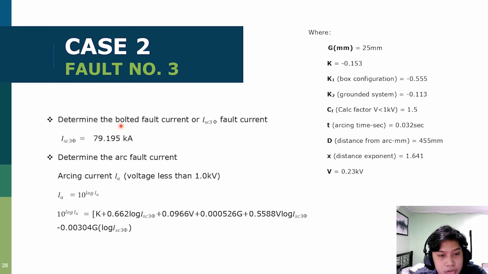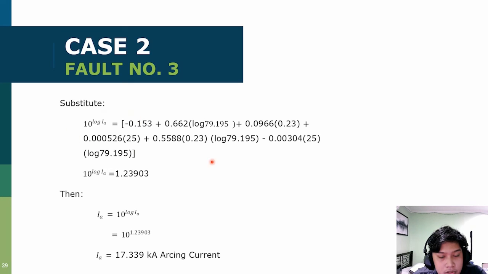First step, we determine the bolted fault current or short circuit fault current, which is 79.195 kiloampere. We determine the arcing fault current by these formulas using the variables we have. Now substitute the variables. We got this one. Solving for IA, we have 17.339 kiloampere as our arcing current.